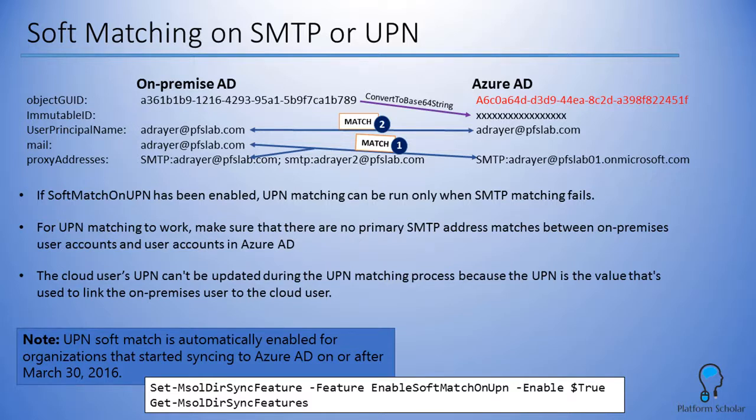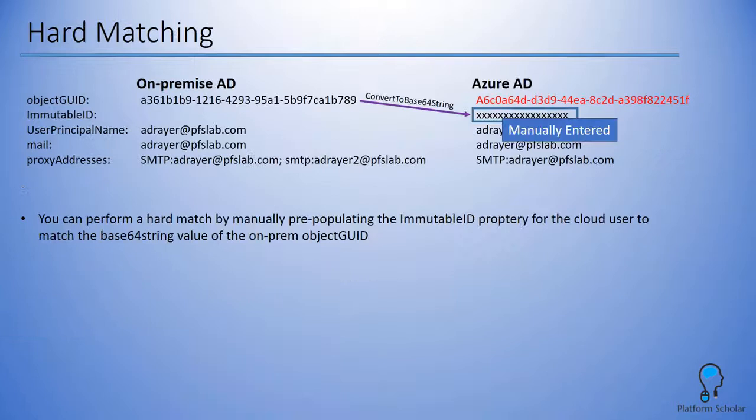And this ability to use UPN as a secondary match criteria can be set with the PowerShell command Set-MsolDirSyncFeature -Feature EnableSoftMatchOnUpn -Enable $true. And we'll look more at this command in one of the future demos. And this feature used to be off by default, but as of March 2016, all new sync users will automatically have this feature enabled, and you have to turn it off if you don't want it.